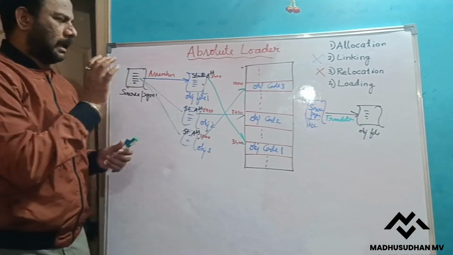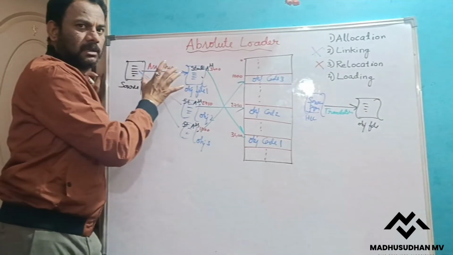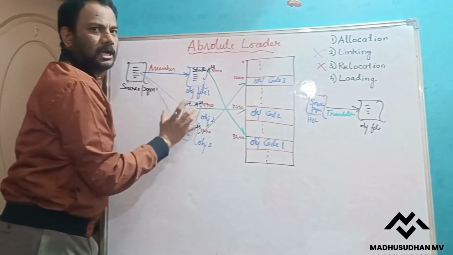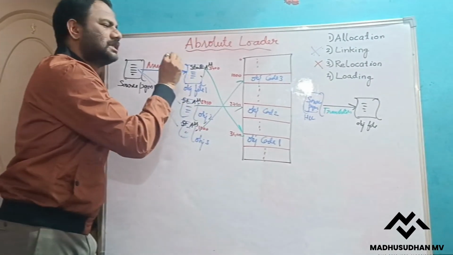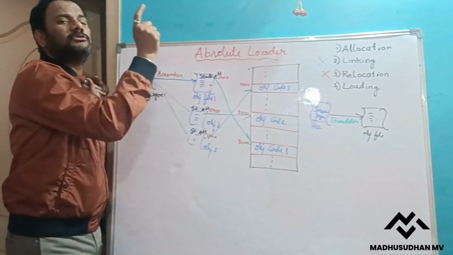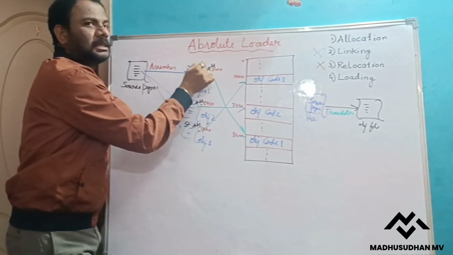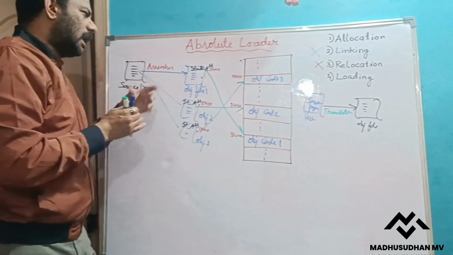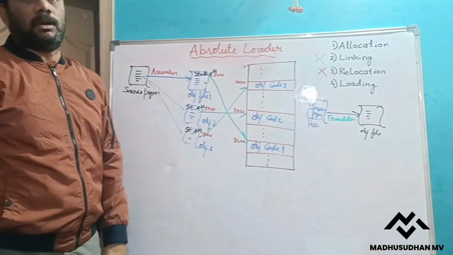In summary, in the absolute loader the assembler converts our source program written in high level language into multiple object files. Along with the object code, it also generates the starting address, the absolute address, also called the physical address. That address is kept at the beginning of every object code, and the code needs to be loaded at that same address.